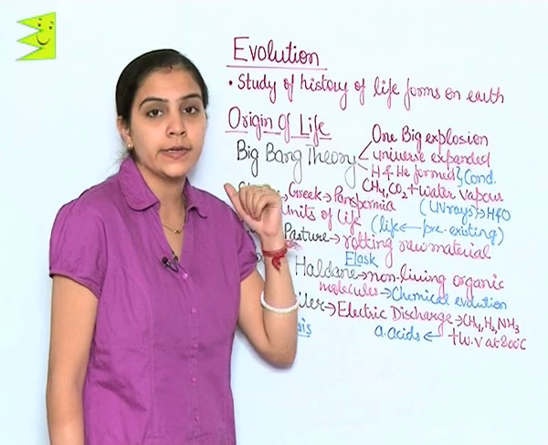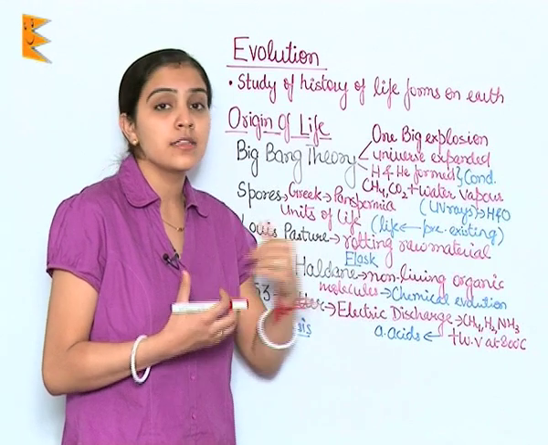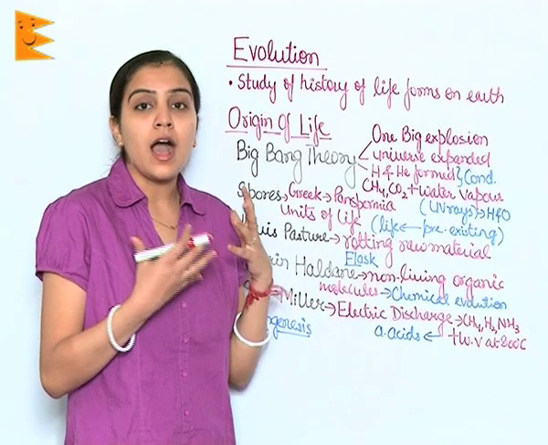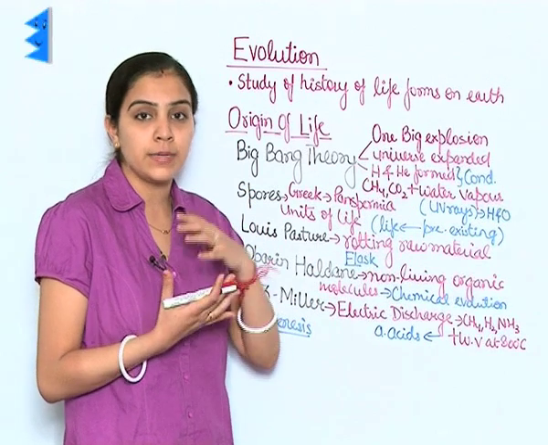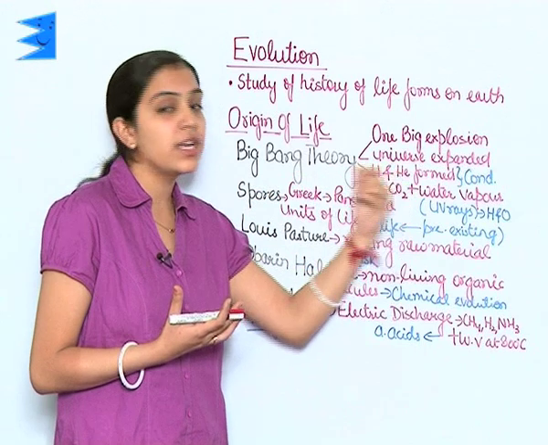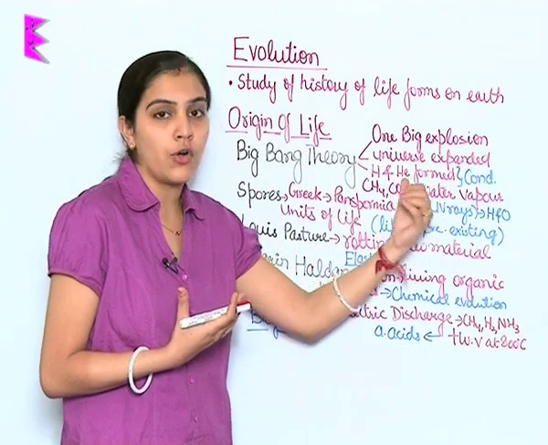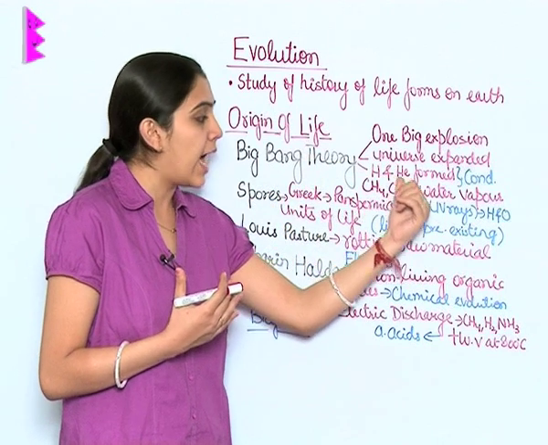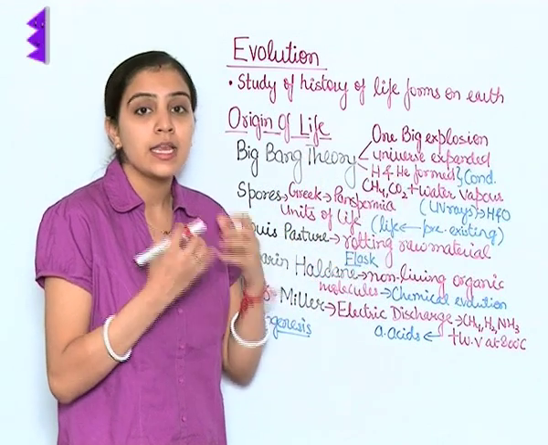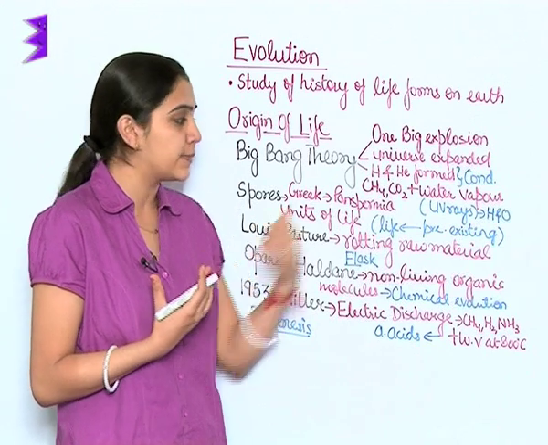According to the Big Bang theory, one big explosion occurred and thus the universe expanded. After this expansion, the temperature somewhat came down and hydrogen and helium were formed. Once hydrogen and helium were formed, as the temperature was lowering down, they condensed and gave rise to the galaxies which we see nowadays.